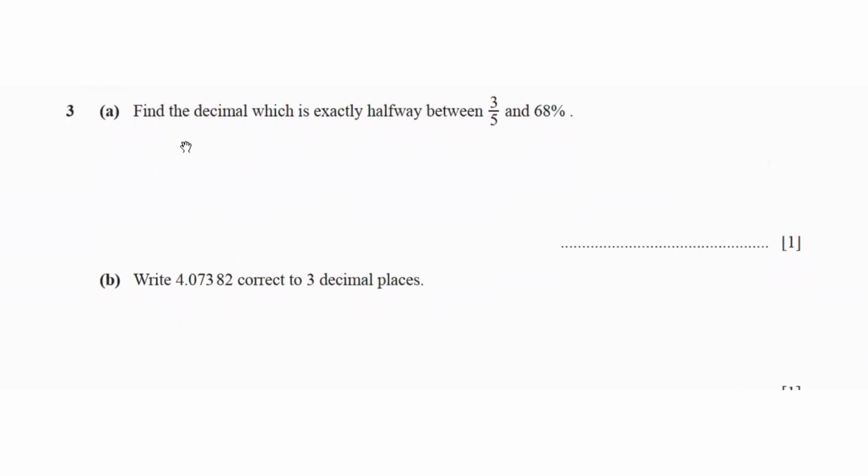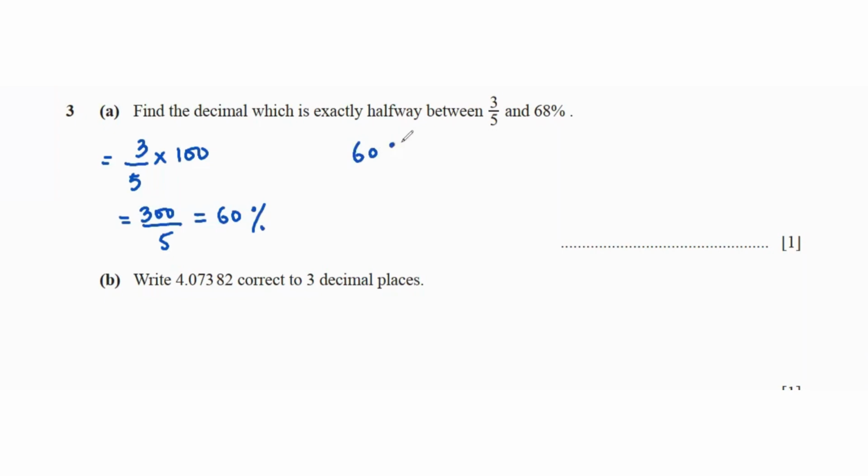Question 3 says find the decimal which is exactly halfway between 3/5 and 68%. So what I'm going to do is convert 3/5 into a percentage as well. So that's going to be done by multiplying 3/5 by 100. The reason why I'm converting into a percentage is because I want to compare quantities in the same type. So either we compare fractions to fractions, decimals to decimals, or percentages to percentages. So that's going to be 300 over 5, which is basically 60%.